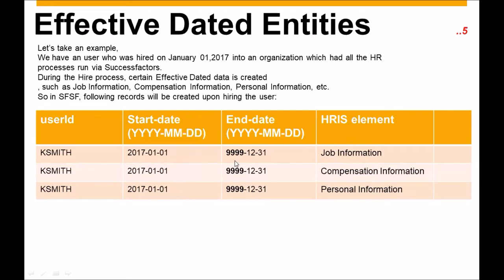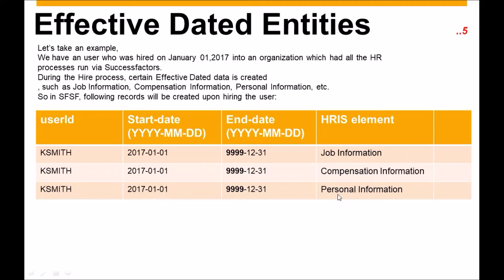This is an entry which is created anew. The end date will be the eternity date, that is 31st December 9999, and this is for the job information. Similarly, for the other two objects for the same user, the records will have similar entries, starting from 1st January 2017 till 31st December 9999. This goes for the compensation information and the personal information HRIS elements as well.